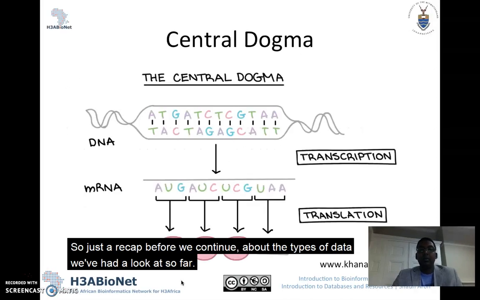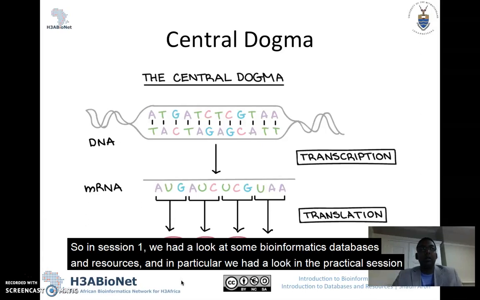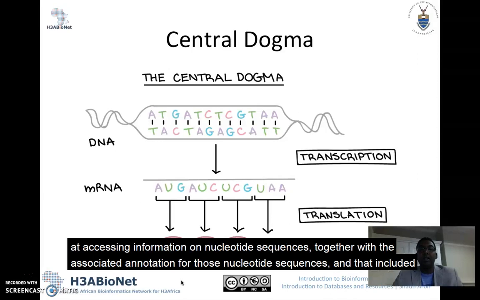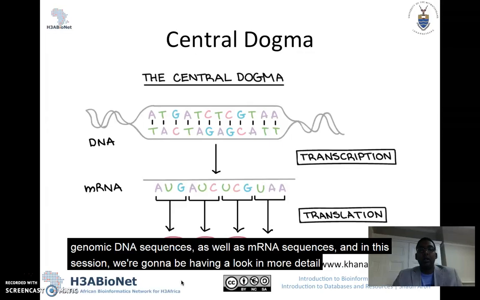So just to recap before we continue about the types of data we've had a look at so far. In session 1, we had a look at some bioinformatics databases and resources. And in particular, in the practical session, at accessing information on nucleotide sequences, together with the associated annotation for those nucleotide sequences. And that included genomic DNA sequences, as well as mRNA sequences.